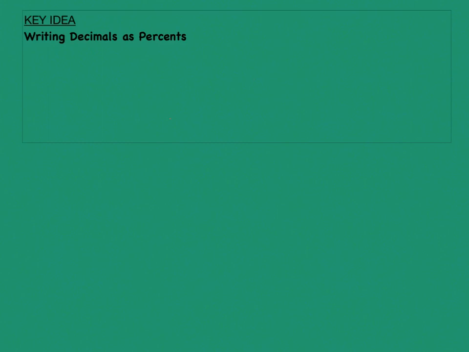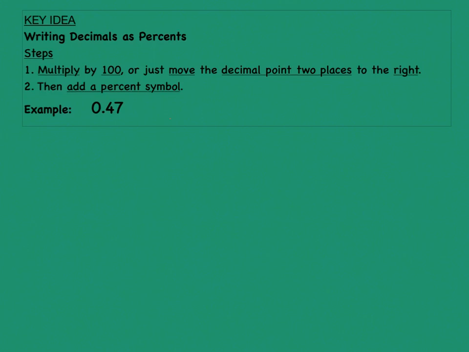Now let's look at the key idea of writing decimals as percents. Let's apply the steps to the example 0.47. First, you will have to multiply 0.47 by 100. And you know that when you multiply the number by 100, you're moving the decimal 2 places to the right to make it 47, and after that you will add the percent symbol as stated in step 2, and that's the answer. So 0.47 can be written as 47%.